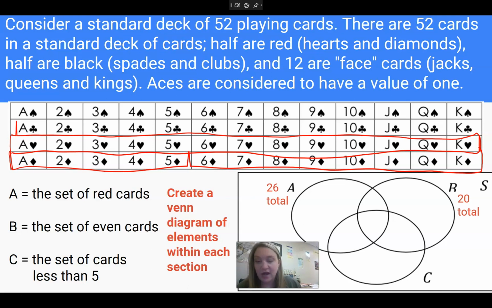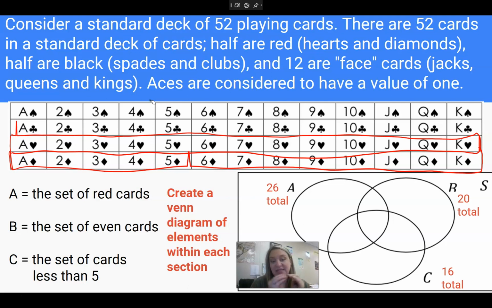Set C, cards that are less than 5, okay? So that's this part, right? 1, 2, 3, 4, 5, 6, 7, 8, 9, 10, 11, 12, 13, 14, 15, 16 cards are going to be less than 5, okay? So that's the total.